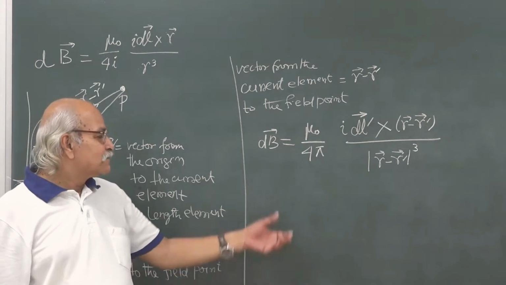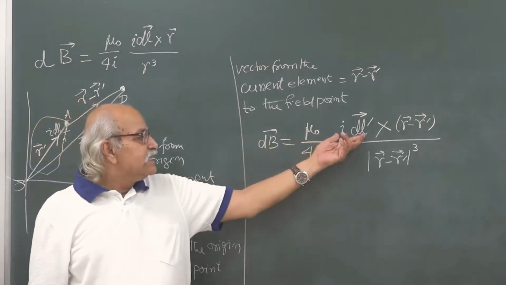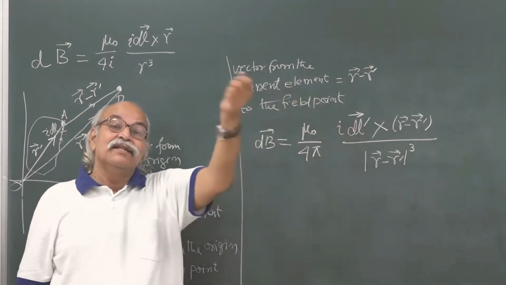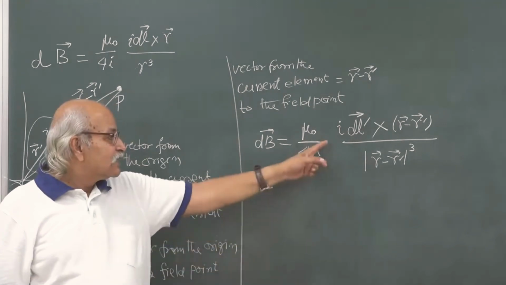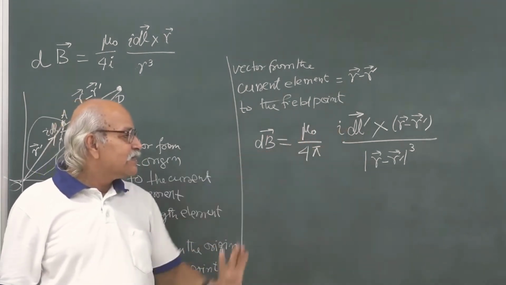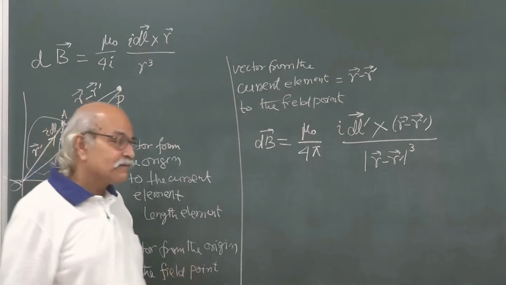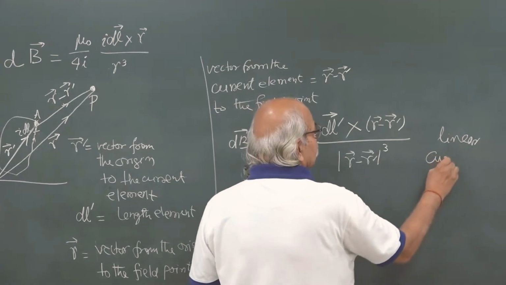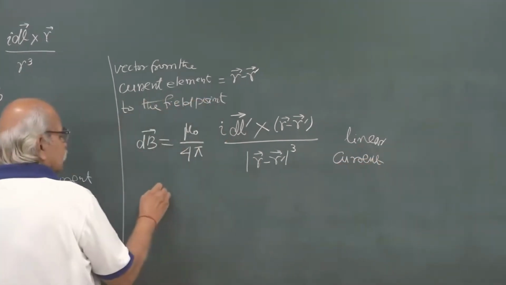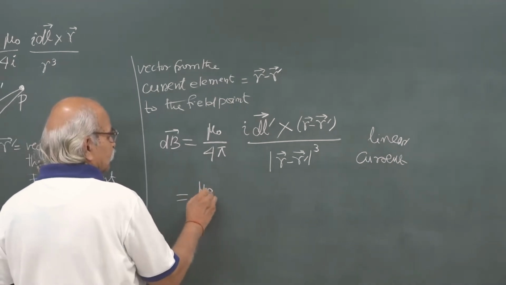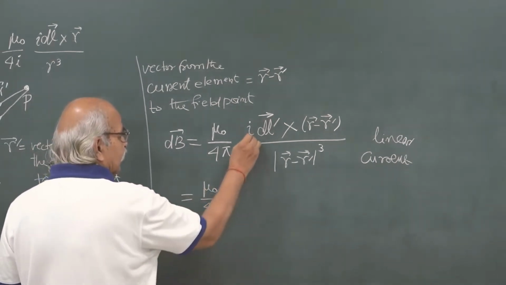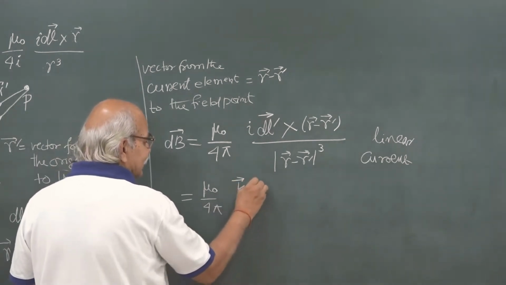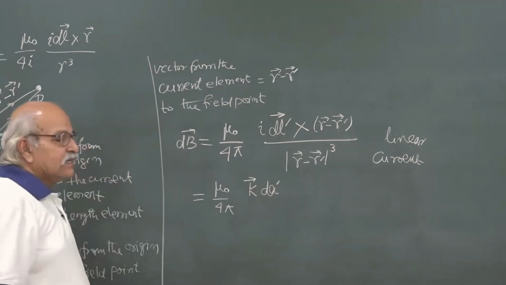But before that, this is for linear current, where there is a wire and only length is important, and here is the current element. If it is a surface current, then we write this as mu naught over 4 pi, and I dl prime will now be k vector times dA prime. This is the current element.